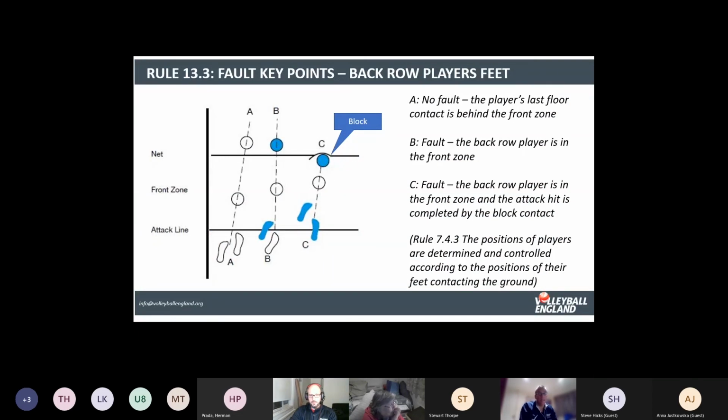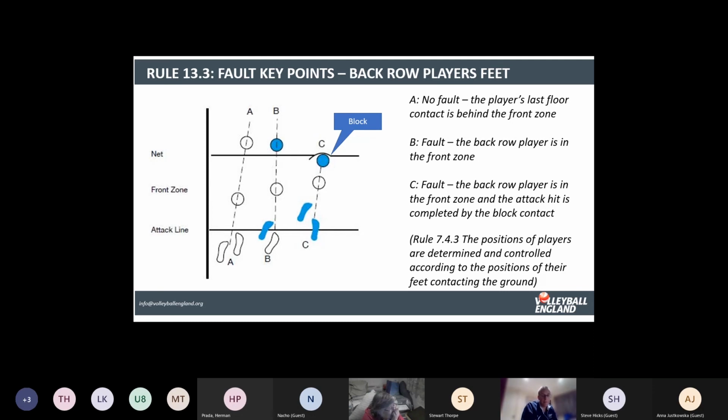Okay, so the next key point is the feet. In the rules of the game, we have a diagram, and this diagram shows A, B, C. A is perfectly legal, and then B shows that the foot of player B is on the attack line, with them all being back row players, and therefore that is a fault. And C, again, in that case, both feet are over the attack line in the front zone, and the attack hit has been completed by a block. That little squiggle in the net line suggests that there's a block there.